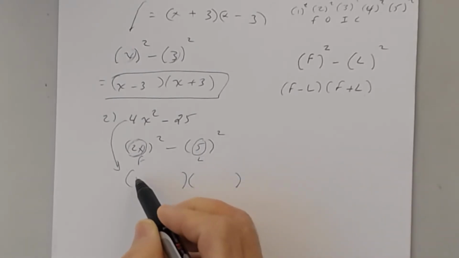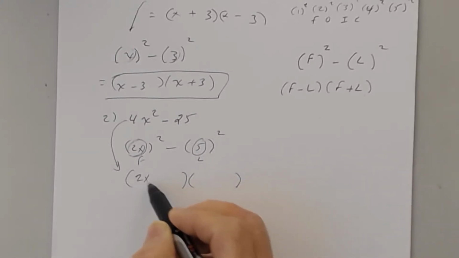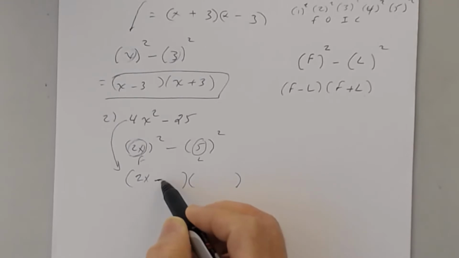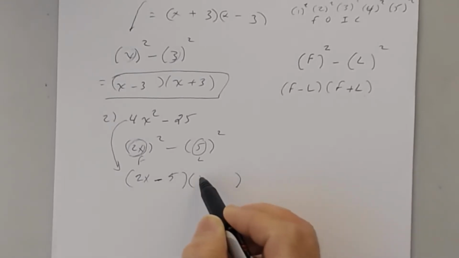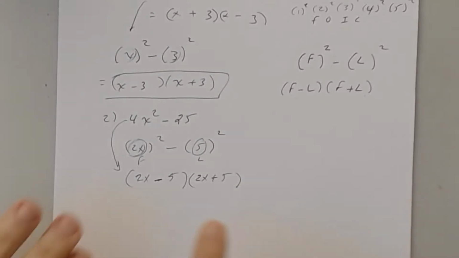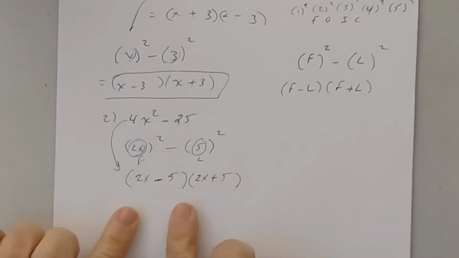So what's the answer? 2x plus or minus 5; it does not matter what you put first. Just tell me what to put. Minus 5 times what? 2x plus 5. So everything is identical except for the signs, and you can fill it out. You'll see that you get this binomial back.